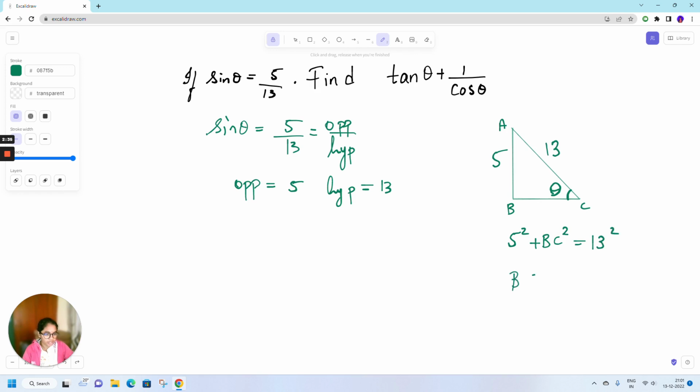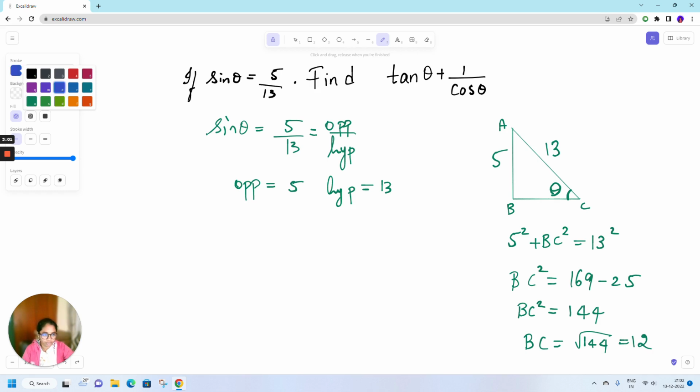So what is that? BC square is equal to 169 minus 25. So BC square is equal to 144. So now we get BC is equal to square root of 144. What is the square root of 144? It is 12. Now we know that the value of BC is 12.